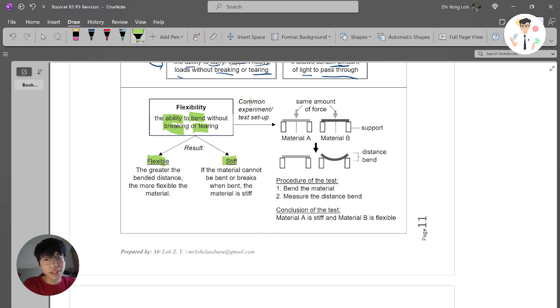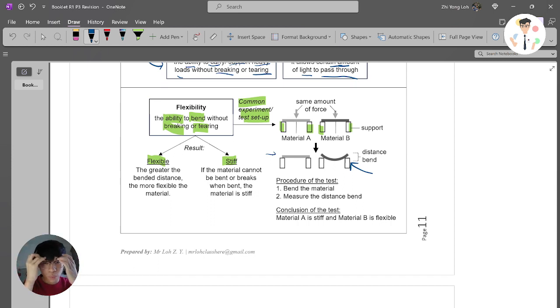So let's look at some common experiment setups that we have. For example here, I have this support and I put material A and material B here. Then I apply the same amount of force. Then what happens is, as you can see, this remains the same, but this seems like it bent.